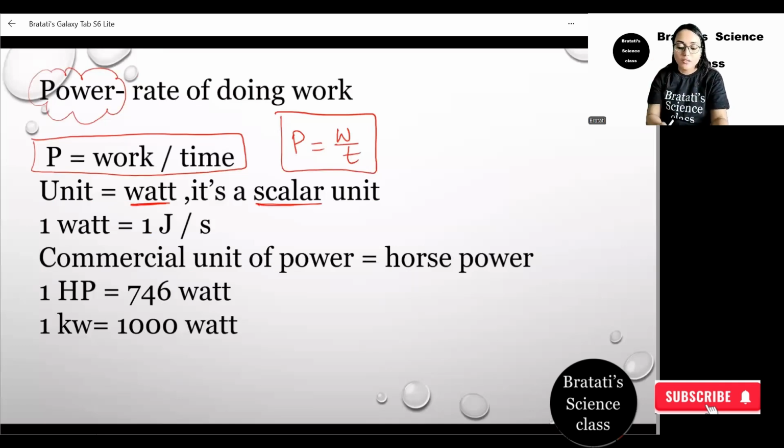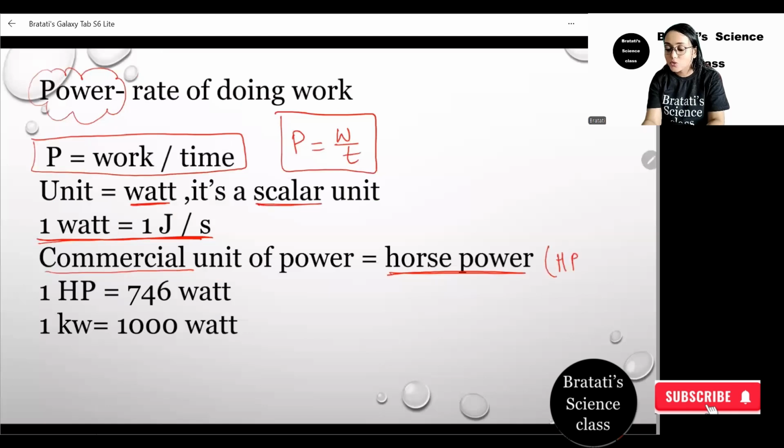So what is the power? 1 watt is 1 joule per second, because work done is joule in SI, then T is second. So 1 joule per second equals 1 watt. That is the unit of power. The commercial unit of power is horsepower or HP. Sometimes you may get the question in horsepower, you have to convert it to watt. 1 horsepower equals 746 watt. These things should be kept in mind forever. 1 kilowatt is 1000 watt. We are just converting by multiplying with 1000. Done. So horsepower is 746 watt.